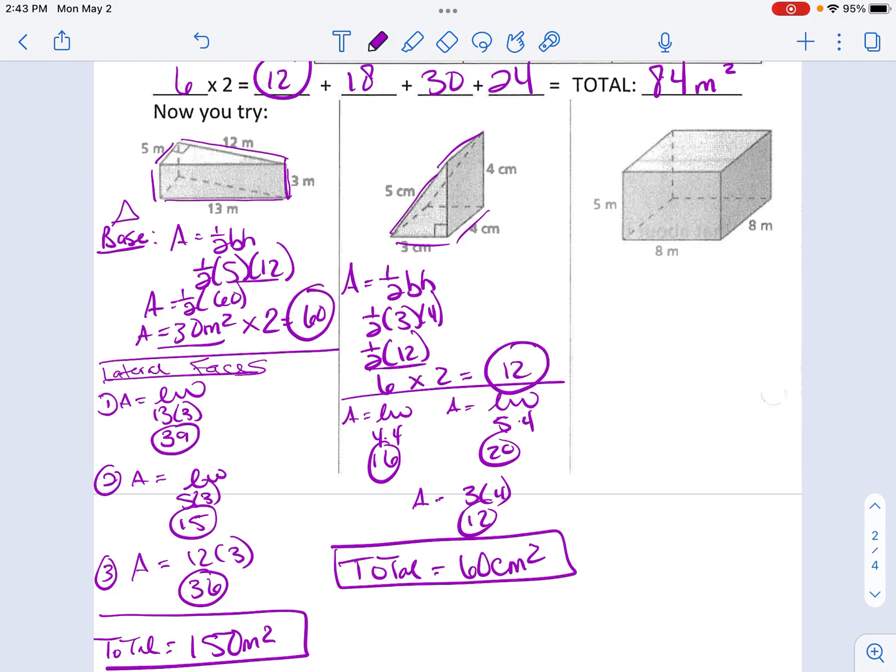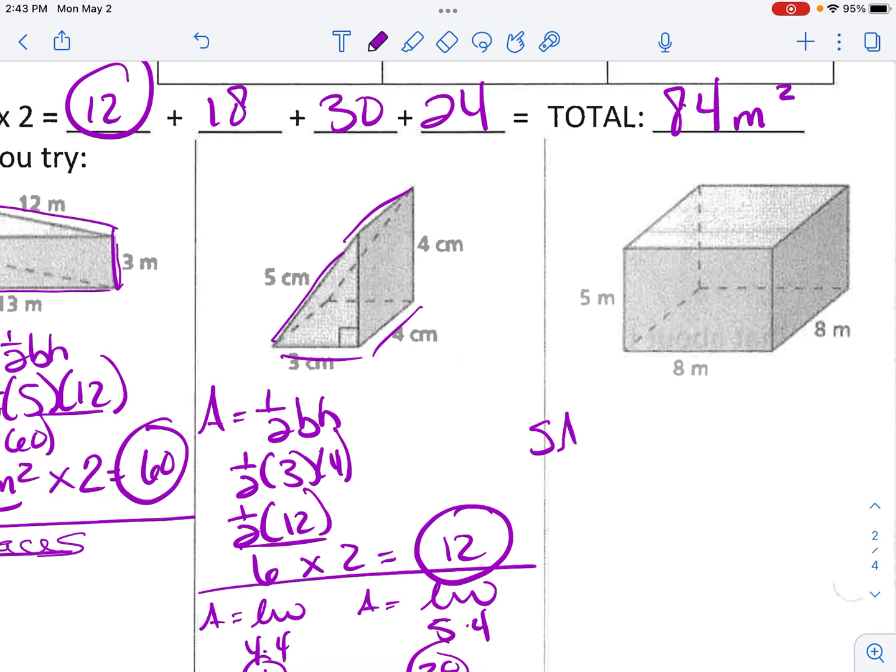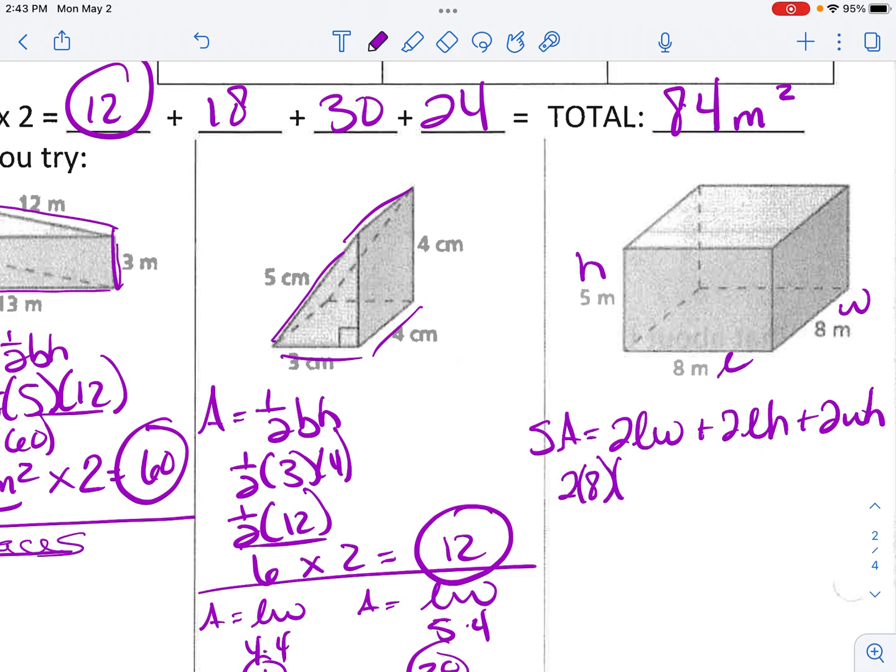Okay, and then for the last one, I'm going to use the formula for the rectangular prism, 2LW, 2LH, 2WH. I'm going to say this is the length, this is the width, this is the height, and then start plugging in. 8 for the length, 8 for the width, 8 for the length, 5 for the height, 8 for the width, 5 for the height.